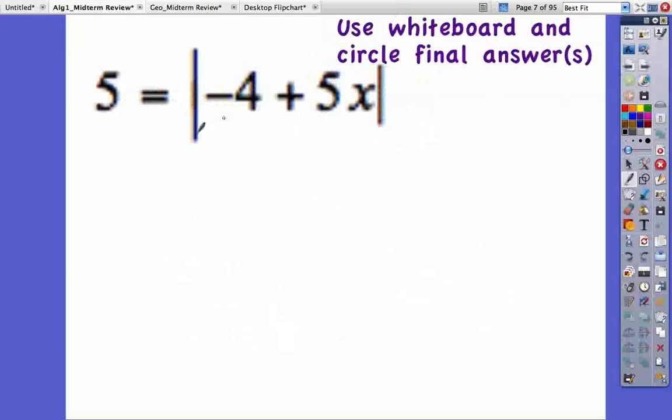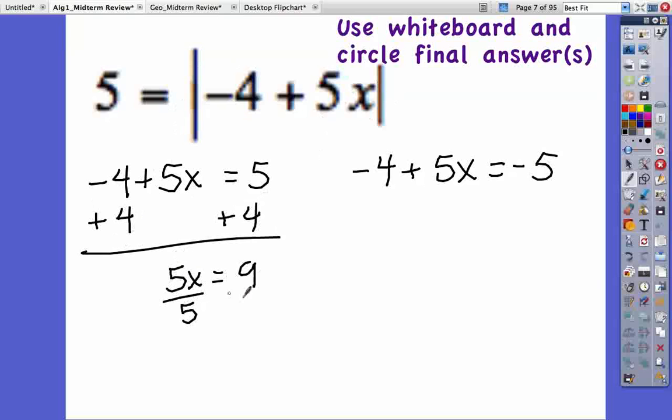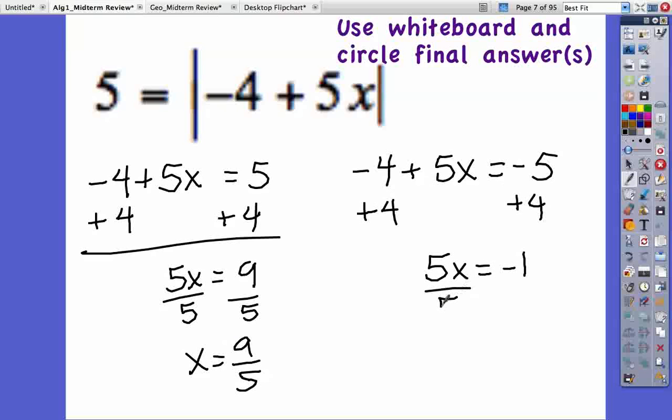Here the absolute value is already on the side by itself, so you just set up your two equations. Everything in the absolute value stays the same. Add 4 to both sides, so from here we're just solving. Divide both sides by 5. X is equal to 9 over 5. Add 4 to both sides. This time we get 5x equals -1. Divide both sides by 5. X is equal to -1 over 5. X is equal to 9 over 5 or -1 over 5.